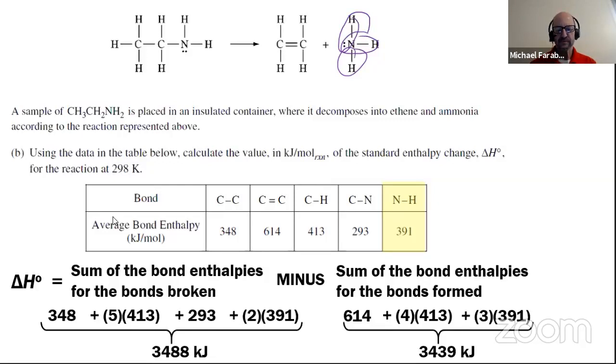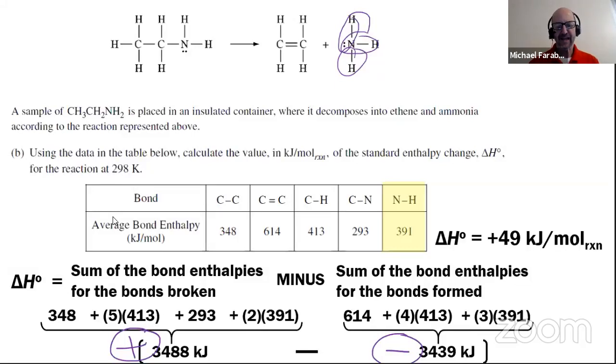So grand total. Again, bonds broken was an endothermic process. Bonds formed was an exothermic process. So I'm indicating that I'm doing positive 3488 plus a negative 3439. And if I do that math, I get a positive 49. So my delta H for this reaction based on bonds broken minus bonds formed is positive 49 kilojoules per mole of reaction.